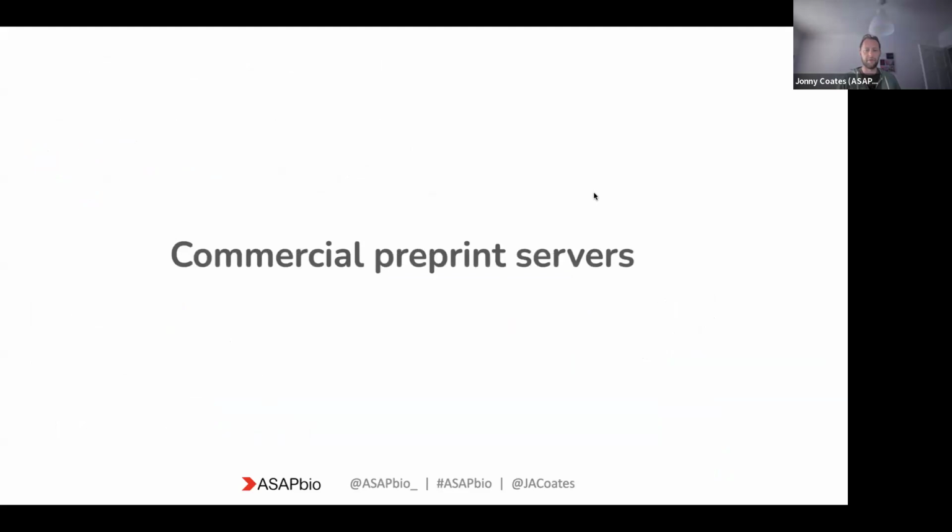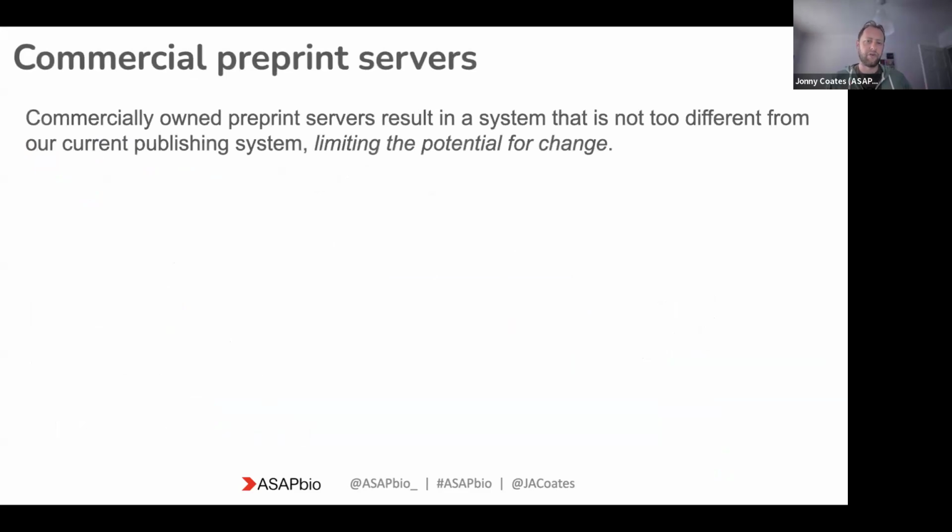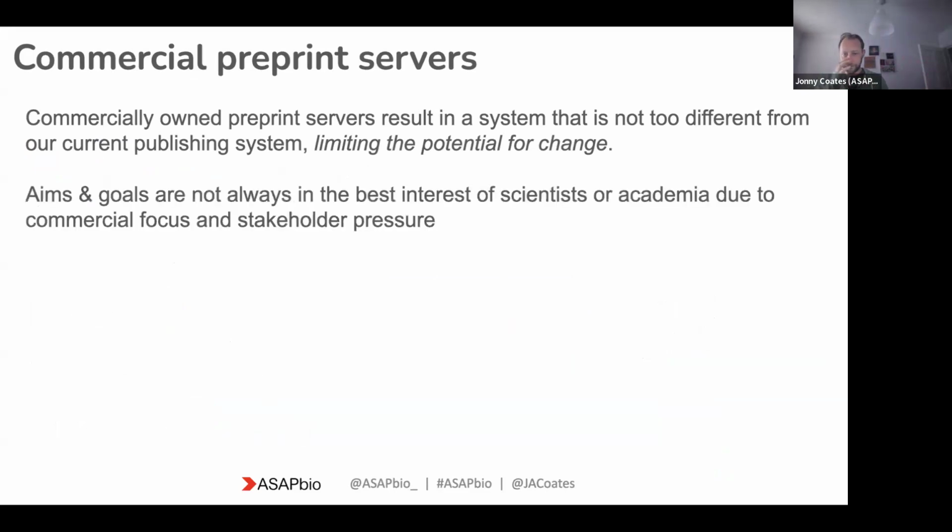And I just want to talk about commercial preprint servers for a little bit. So what I've got here is some points about them, and then I'm going to give you examples. So I'll come back to this point again that commercially owned preprint servers do result in a system that is not really that different from what we currently have, severely limiting the potential for real change.